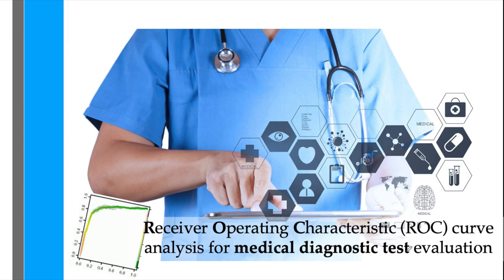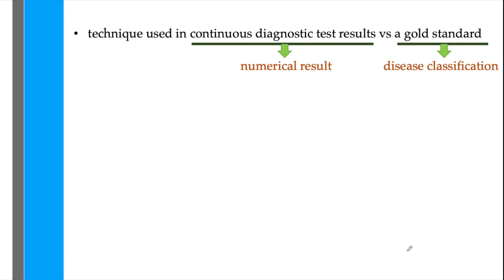This video is about the Receiver Operating Characteristic Curve Analysis, also known as the ROC analysis, for medical diagnostic test evaluation. This technique is used for continuous diagnostic test results versus a gold standard. When we say continuous diagnostic test results, the results of the test are in numerical form. And then the gold standard would indicate whether the patient really has a disease or not.